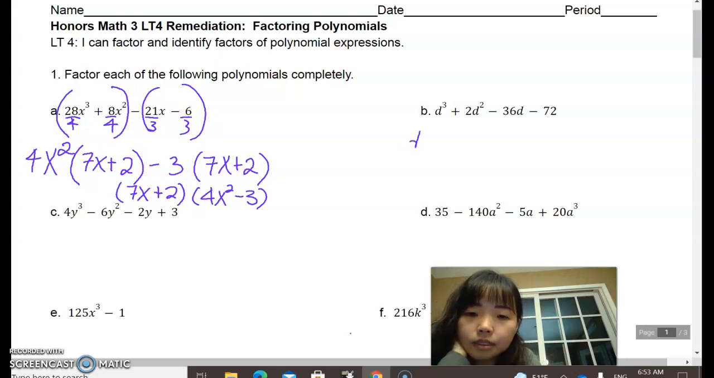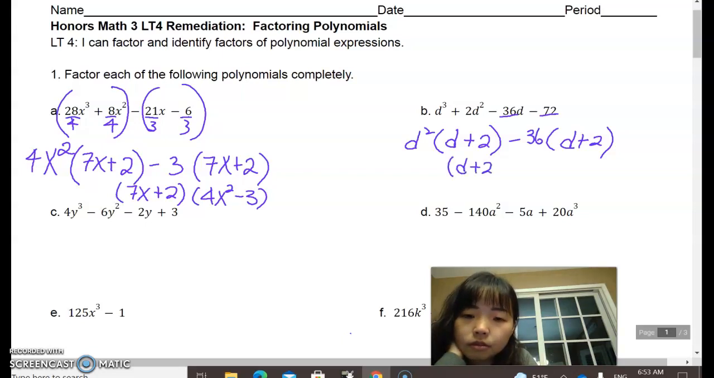All right, let me do b. So I'm going to put d squared out here, put d plus 2 minus d plus 2 here. And then sometimes when it's a big number, people have a harder time. You would put 36, right? And then d plus 2, d squared minus 36. Now you have to notice that this is a difference of 2 squares. What's a square? Well, d squared is a square, and 36 is 6 squared. So you have to write this as d plus 6, d minus 6, d plus 2.